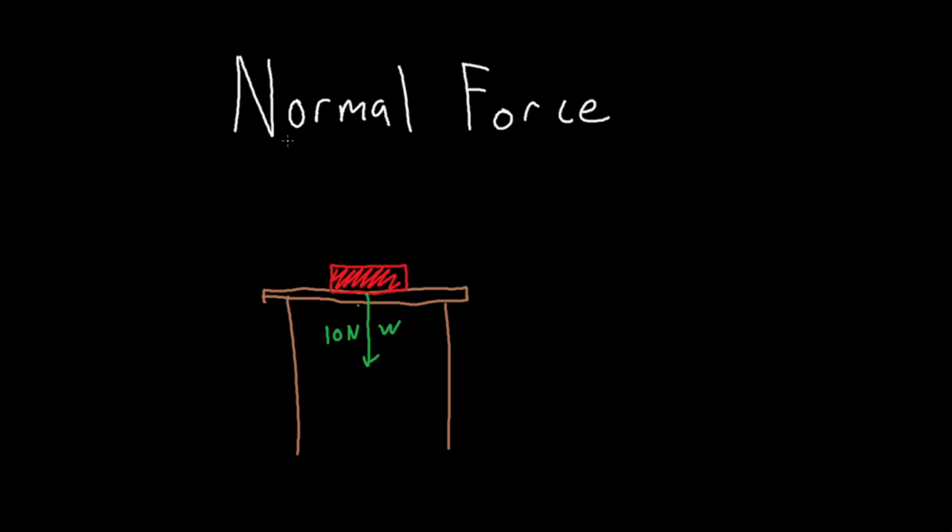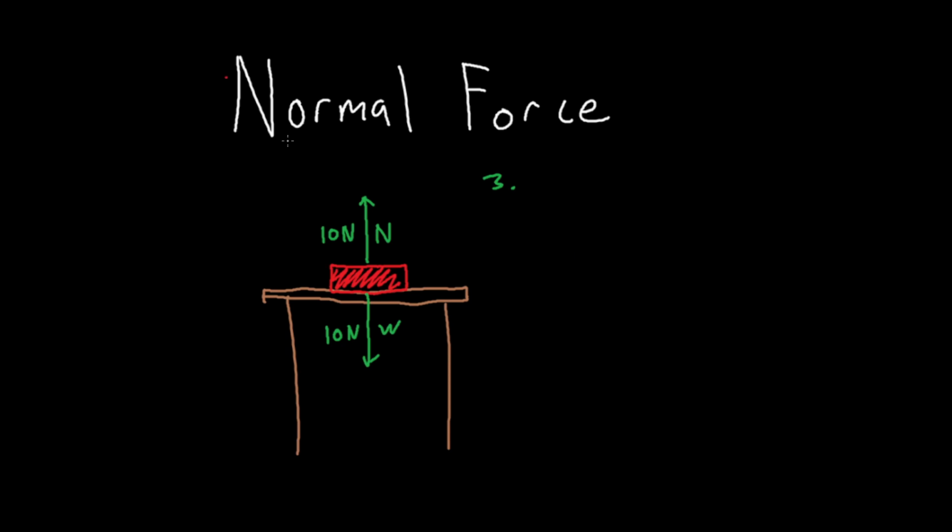And the table, per Newton's third law of motion, must exert a force back up onto the book. So the force of gravity is pulling the book down, and that book is applying a force to the table. But Newton's third law of motion states that when you apply a force to something, it applies a force back equal in magnitude but opposite in direction. So this force will be equal in magnitude but opposite in direction. And this would be the normal force represented by N.